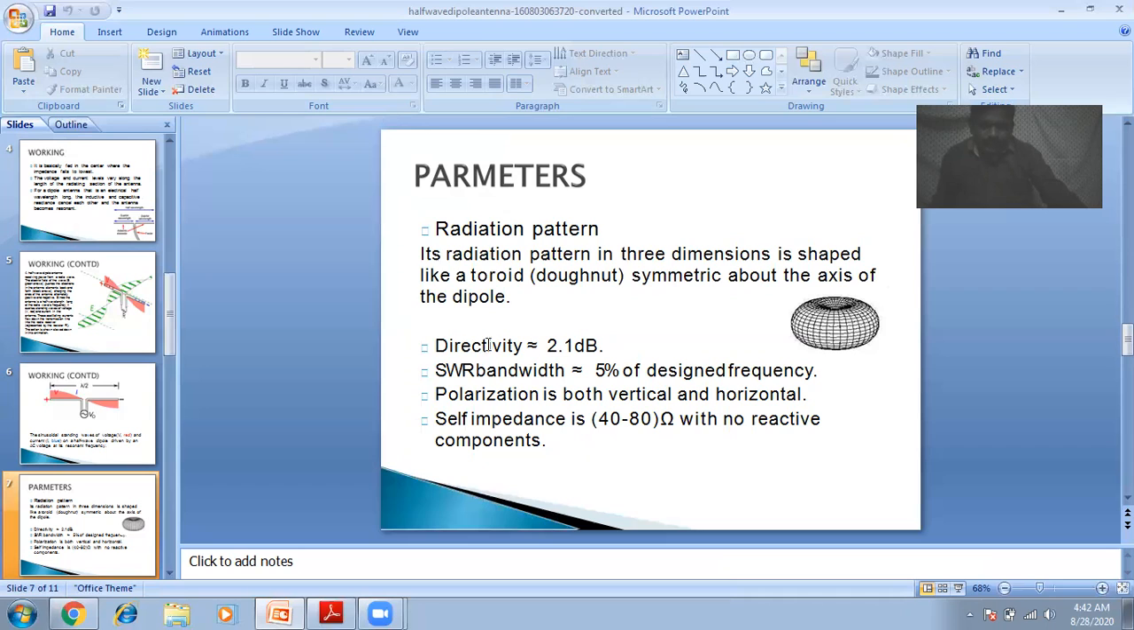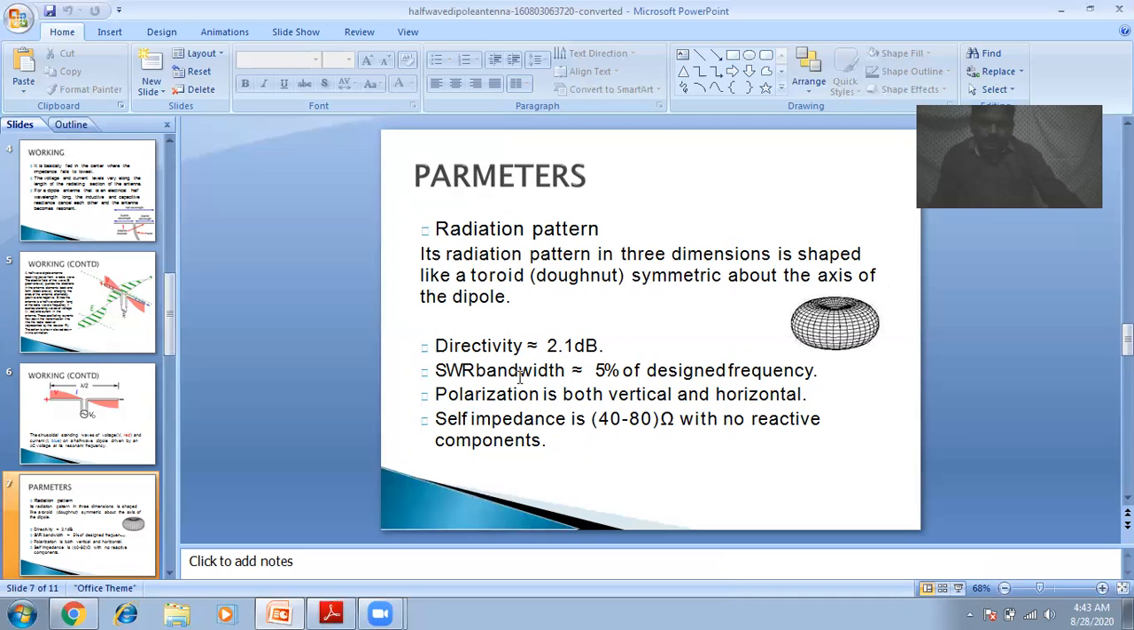The directivity of this half wave dipole is equal to 1.64. When 1.64 is converted into decibels, the directivity can be seen as 2.1 dB. Actually, it is D equal to 1.64, a dimensionless quantity. When it is converted into decibels, it is equal to 2.1 dB.